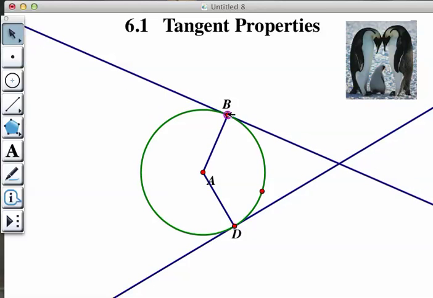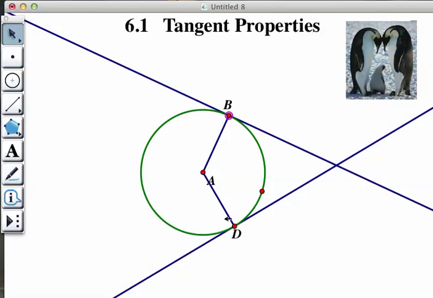And now I have a tangent line K and a tangent line L. But look what happens at these two lines. They intersect outside of the circle. Let's drop a point right at that point of intersection. We'll name that guy point E.